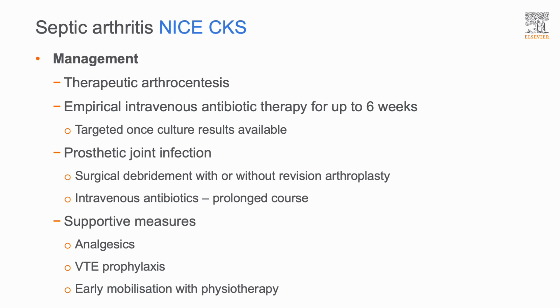For those with a prosthetic joint infection, surgical debridement with or without revision arthroplasty is required, and intravenous antibiotics may be prescribed for a prolonged course for up to 3 months. Supportive measures include analgesia, VTE prophylaxis, and early mobilization with physiotherapy to prevent joint stiffness in the long term.